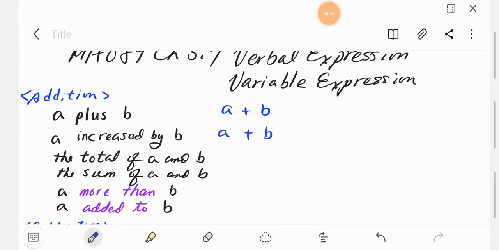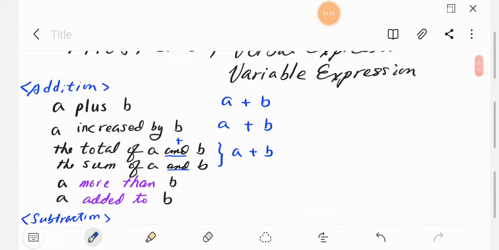A plus B. And the total of A and B. The total means, or the sum of A and B. Okay, the sum and the total mean add the following. So this will be converted to plus. So the expression for this is A plus B. Just add the following. The sum of A and B, the total of A and B.